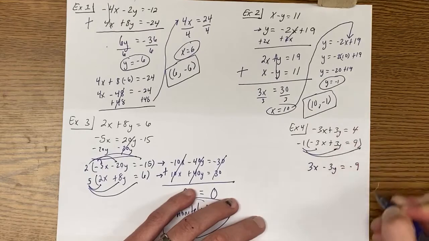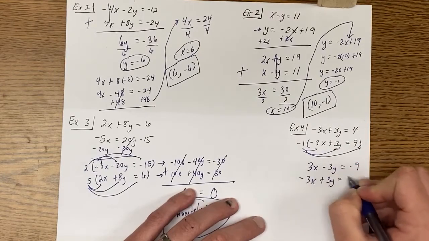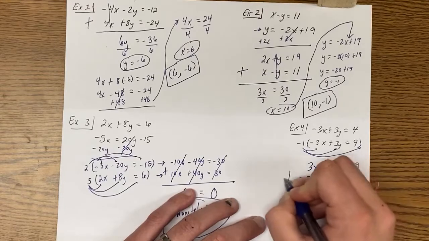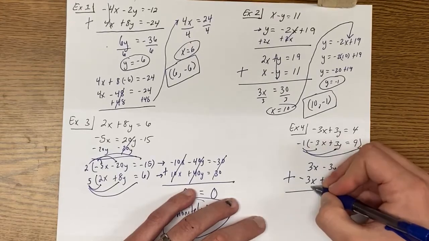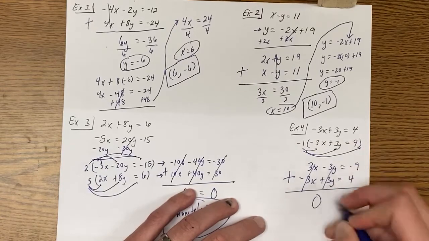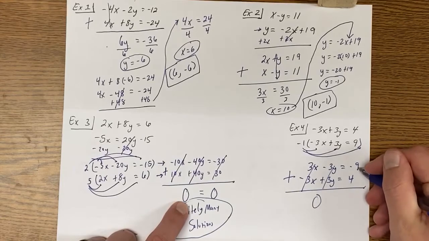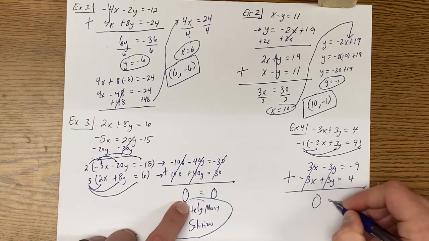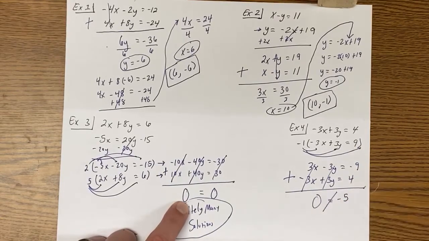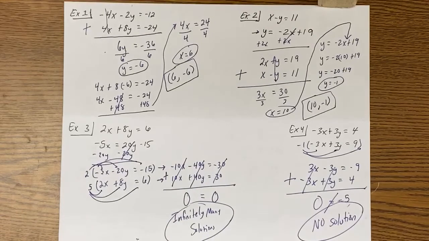And I can rewrite my first equation right below it. Negative 3x plus 3y equals 4. Now I'm ready to add. Positive 3x, negative 3x, cancel. Negative 3y, positive 3y, cancel. So I'm left with 0, just like I was over here. However, what's negative 9 plus 4? That's negative 5. And 0 does not equal negative 5. So we would say our answer is no solution.